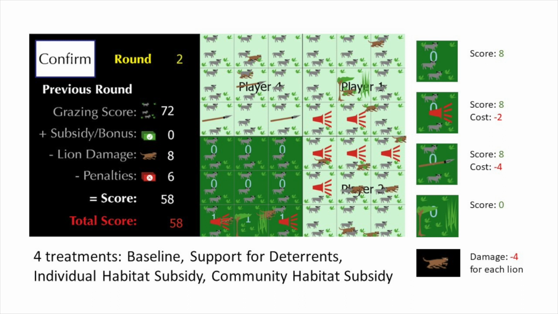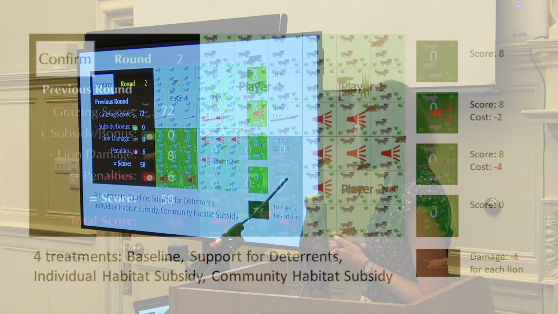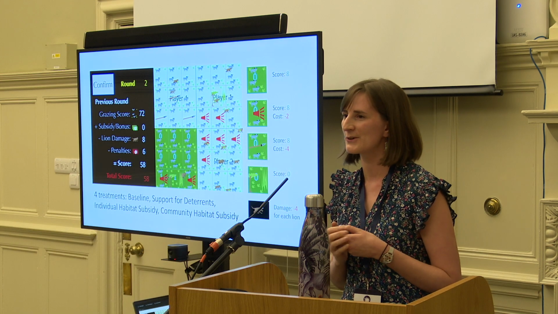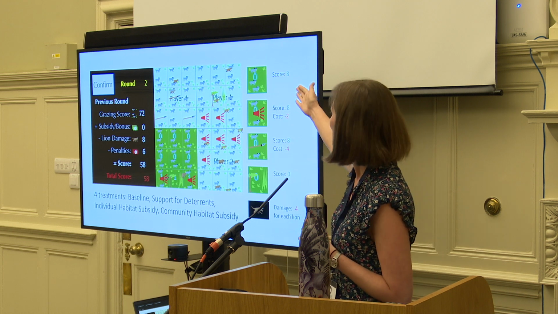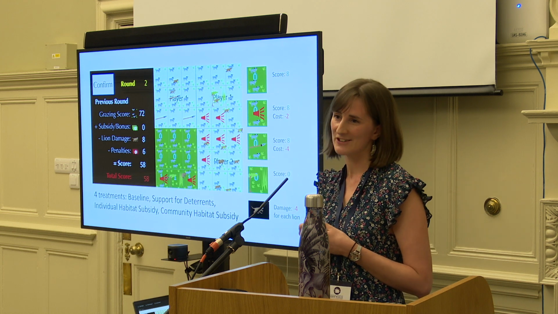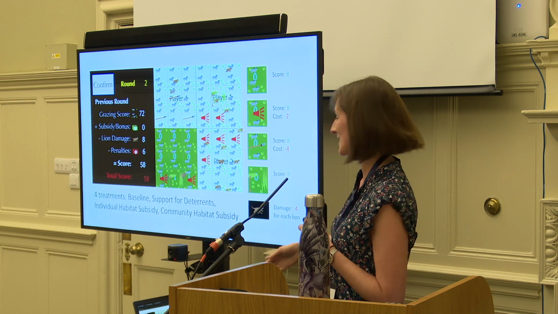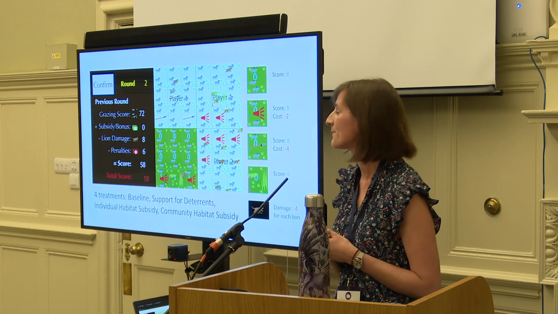Basically, the dark green is the active player, and you can maybe just about see the little brown icons are lions, which move around the landscape in the grazing area, and if they land on one of your squares, they will cause some damage, so they'll kill some of your cows. The players could choose from 4 different options of what they were going to do on their grazing squares. They could choose to graze their cattle, and there would be a score of 8 grazing points for them unless a lion happened to land on it and kill some cows.